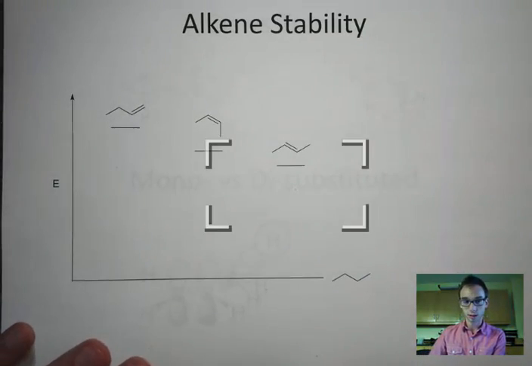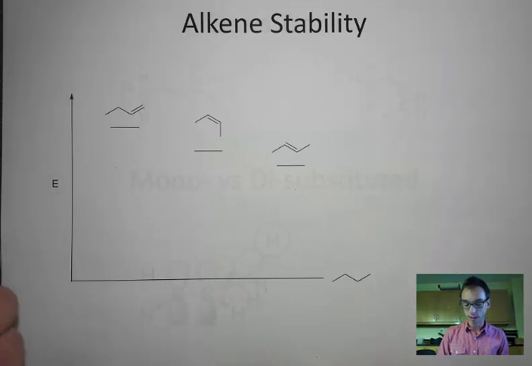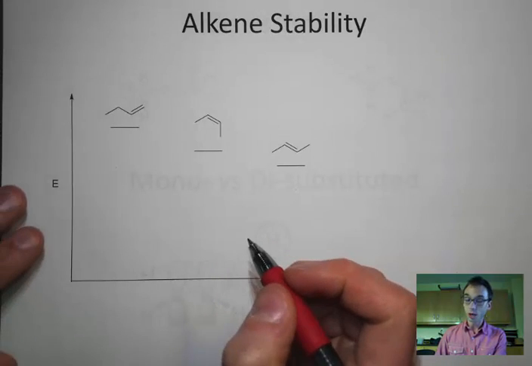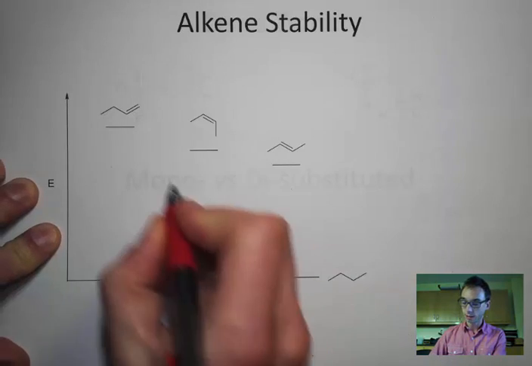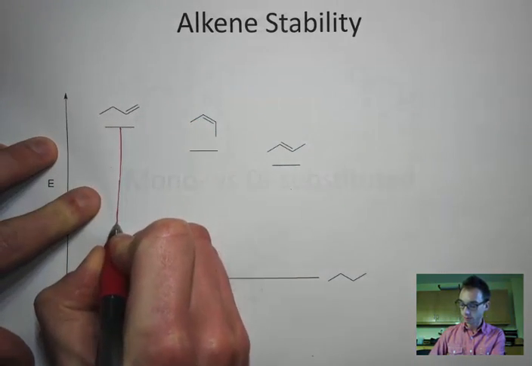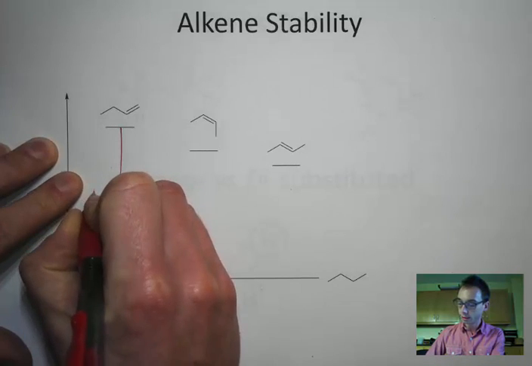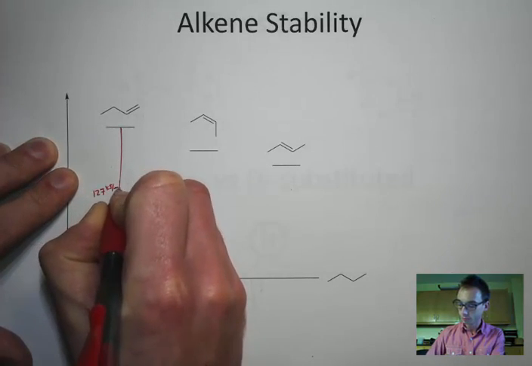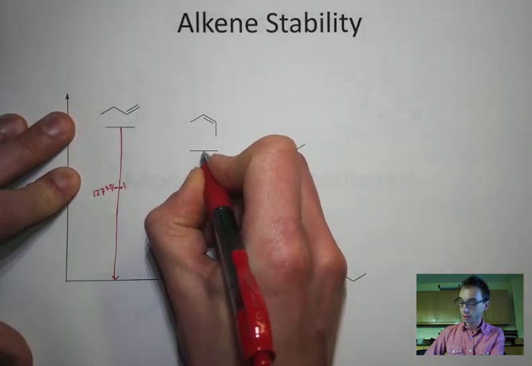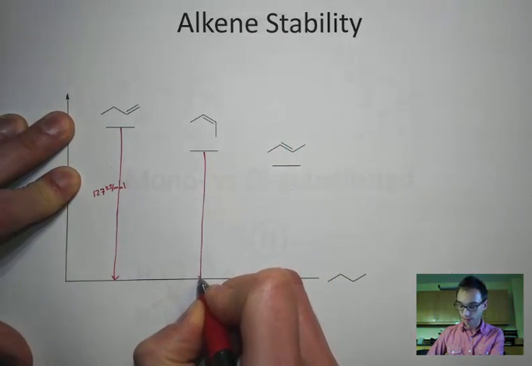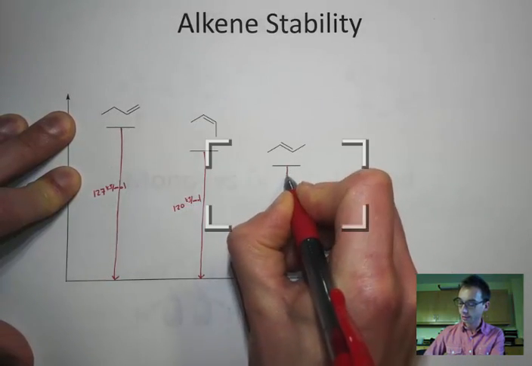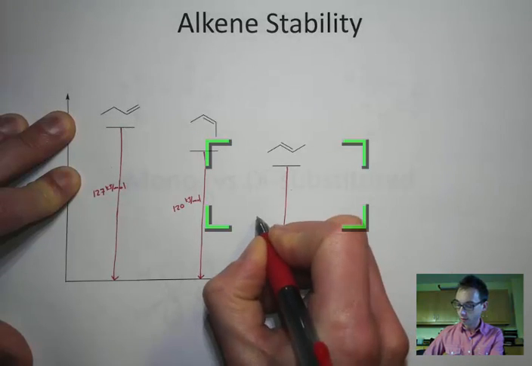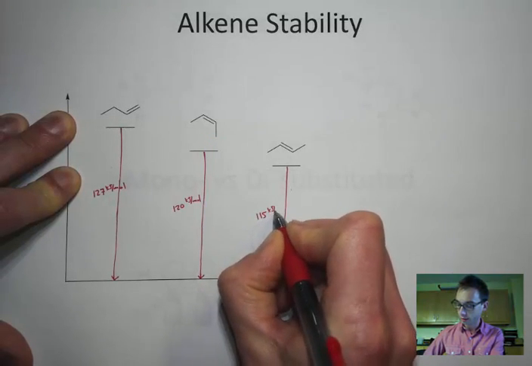Well, we can chart this. So here's our monosubstituted alkene. And we said that when we hydrogenate, we use that hydrogen gas and platinum, we end up with this product, butane. And it gives off 127 kilojoules per mole. Okay, alternatively, when I have a cis alkene, it gives off 120 kilojoules per mole. And when I have a trans alkene, it gives off 115 kilojoules per mole.